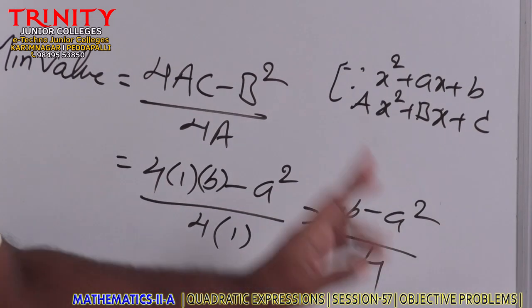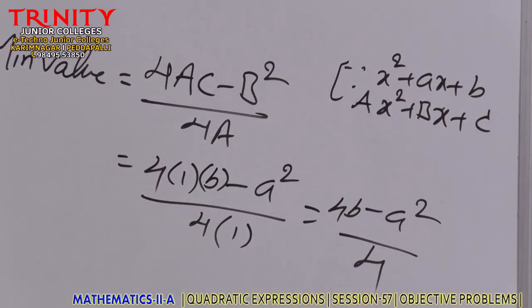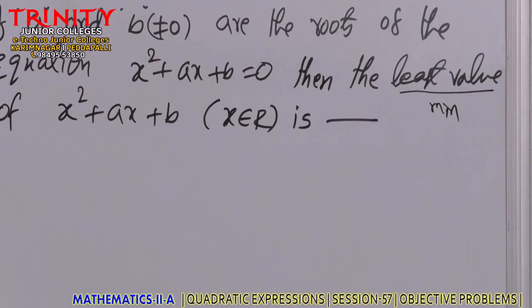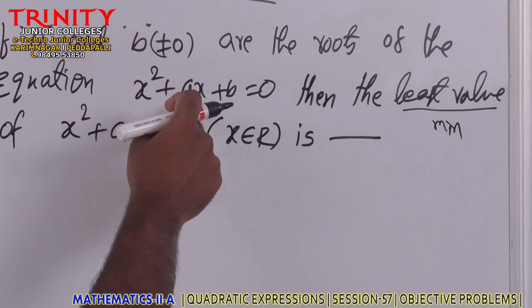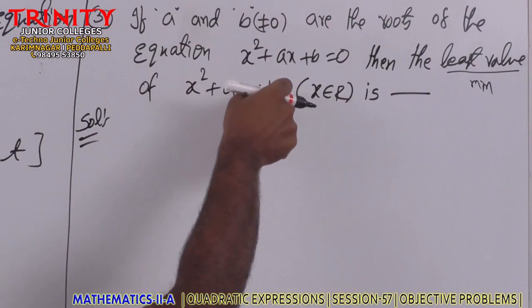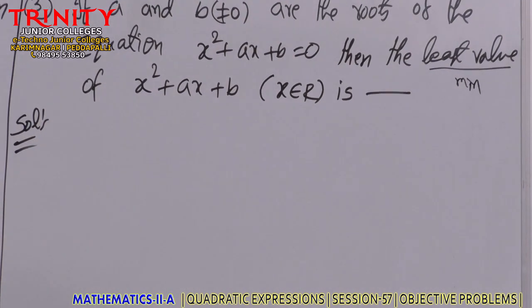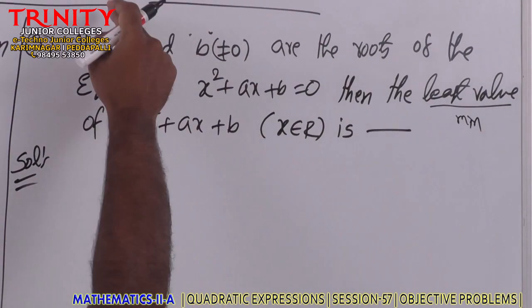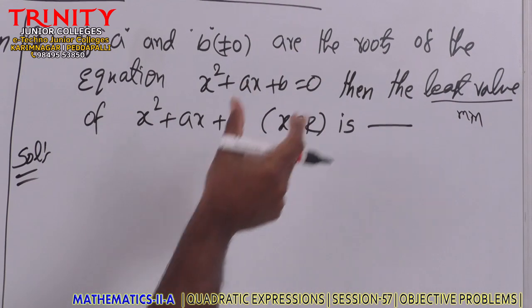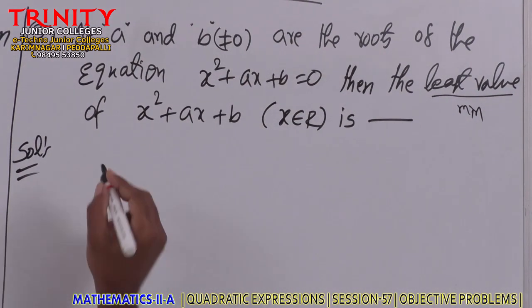But here a, b are unknowns. These values we will get from the first equation. That's why we have to use the first equation to calculate the values of a and b. That is the reason to give two quadratics here. One is a quadratic equation, the other one is a quadratic expression. For this equation, he was saying a and b are the roots. Then he was asking the minimum value of that quadratic. Understood?